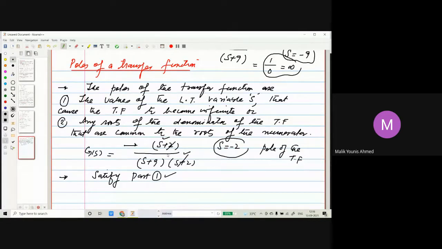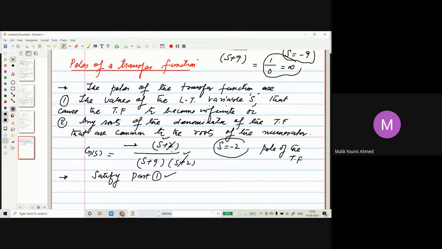The roots of the factor no longer cause the transfer function to become infinite. Now here, the roots of these factors will no longer cause this transfer function to become infinite. So practically, if we speak about the definition, then it should not be included in the definition, because numerator and denominator cancel each other, and the roots of this will not cause this transfer function to become infinite. So practically speaking, this should not be included in the definition.